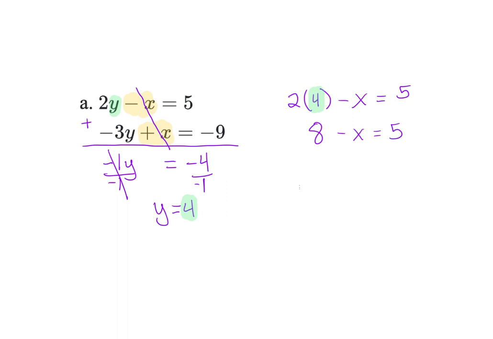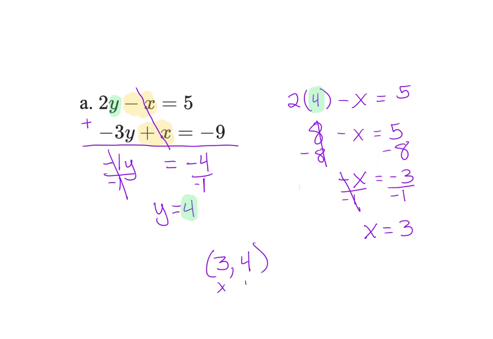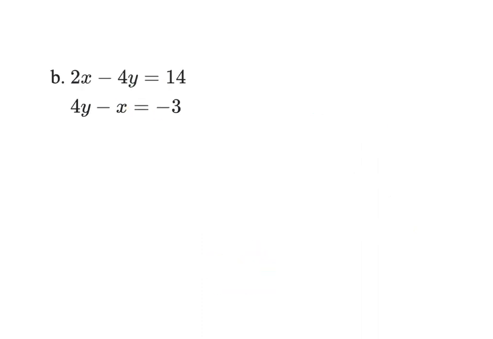I want my x by itself, so I'm going to subtract 8 from both sides. This is going to cancel out, and I'm going to get -x. Remember, if it's minus, it doesn't just disappear. And 5 minus 8 is -3. Then, since I want a positive x, I'm going to divide both sides by -1 to get rid of that negative sign. And I get x is equal to 3. So my final step is to write my solution as a coordinate point, 3, 4. X, then y.